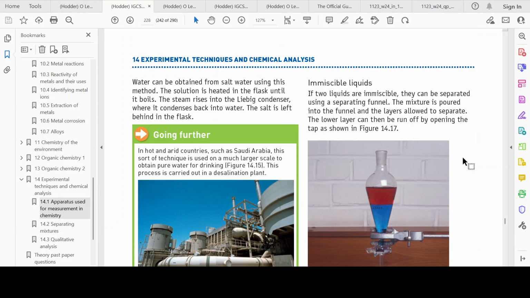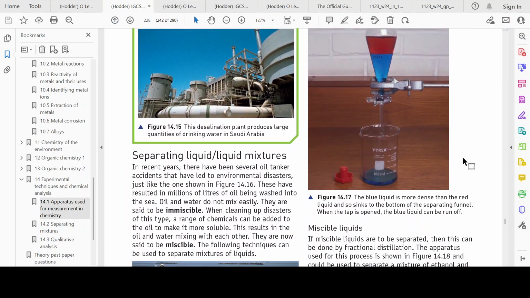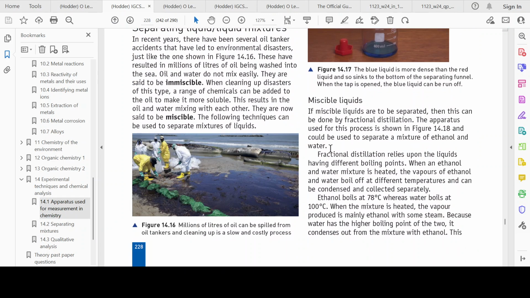So going to the explanation in the text. Fractional distillation relies upon the liquids having different boiling points. When an ethanol and water mixture is heated, the vapors of ethanol and water boil off at different temperatures and can be condensed and collected separately. Ethanol boils at 78 degrees centigrade, whereas water boils at 100 degrees centigrade. When the mixture is heated, the vapors produced are mainly ethanol with some steam.